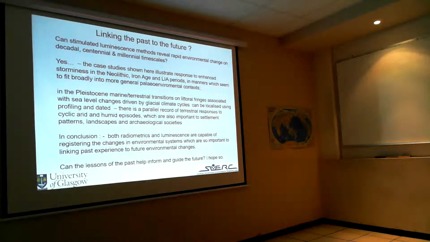We've been able to show where we find evidence of enhanced storminess in the Neolithic, and it does correspond in the sites I've shown you to periods of human abandonment of landscapes. We've also found the periods in the Little Ice Age period and the Iron Age which show similar behavior. And in the Pleistocene marine terrestrial transitions, we can spot the process relics, which logic says should be there, associated with sea level change driven by the glacial climate cycles.